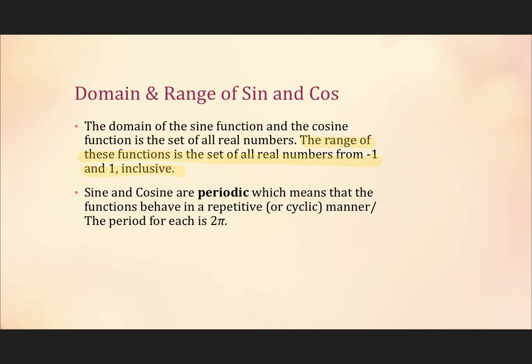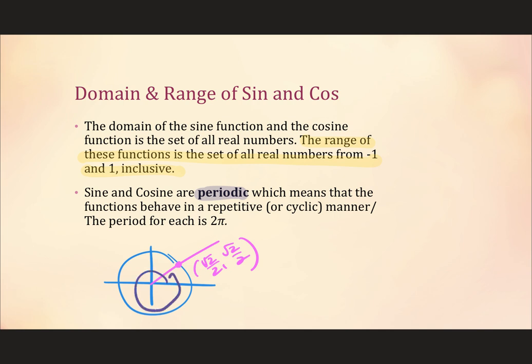Sine and cosine are also periodic, which means that the functions behave in a repetitive or cyclic manner, and the period for each is 2 pi. That means if I have a circle and I have an angle here, let's say that's root 2 over 2 and root 2 over 2, every coterminal angle to that angle is going to have the same value. So I could go around this circle 1 time, 2 times, 3 times. It doesn't matter. If I stop at the same angle, all my sine, cosine, and tangents will always be the same.